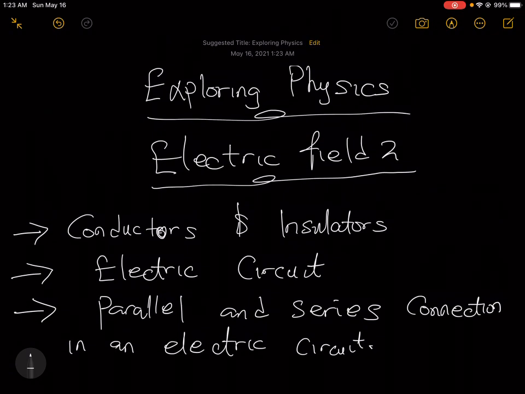In our last video, we discussed electric field 1, where I made a basic introduction to different concepts in electric field. I talked about electric current, I talked about potential difference, and I gave examples of different types of circuits. We have open circuits, closed circuits, and short circuit.